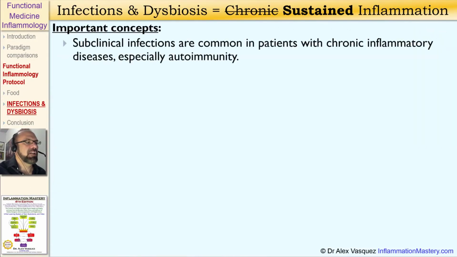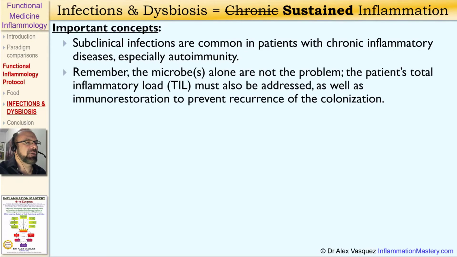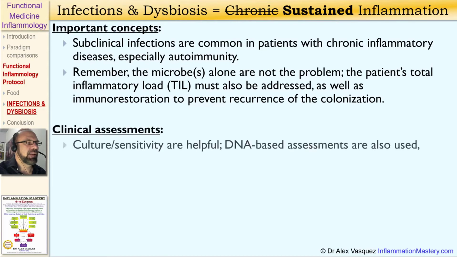Important concepts include the following. Subclinical infections are common in patients with chronic or sustained inflammatory diseases, especially all types of autoimmunity. We need to remember that the microbe alone is not the problem. We need to look at the patient's total inflammatory load and address that, as well as promoting immune defense and immune tolerance in order to reduce the consequences of that microbial colonization.